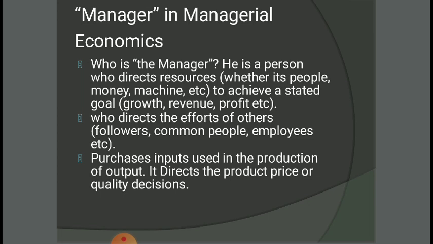In any organization, the manager will never do any physical activity. He will just guide others in doing their activities. Lastly, it is written that he purchases inputs used in the production of output and directs the product price or quality decision. What is the task of the manager? The manager never does any physical work, as I said earlier. Then the manager does only decision making activities. Day to day, a manager is taking so many decisions, but here only two ideas are given: one is about product price and the second is about quality decision.